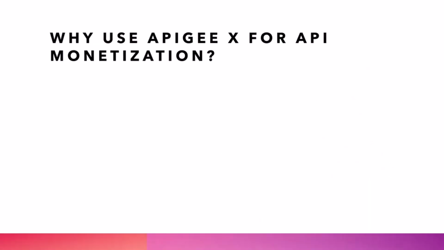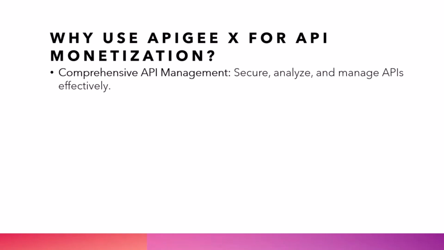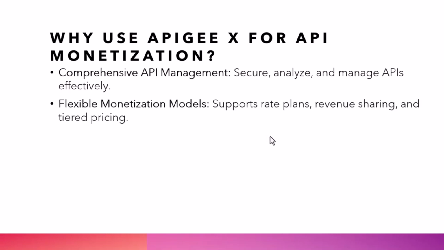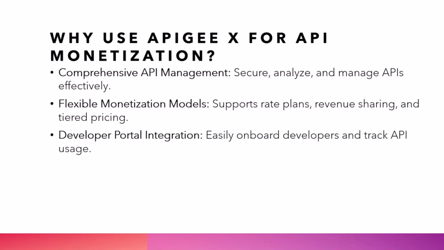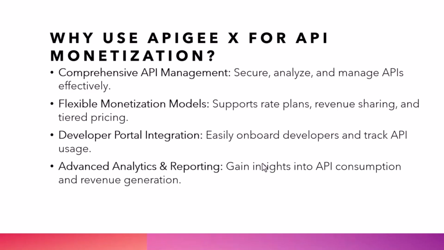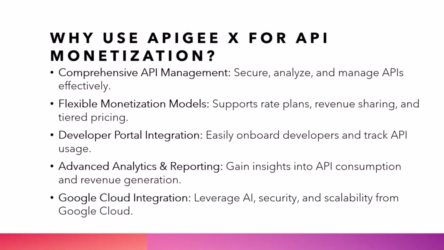So why use Apigee X for API monetization? Because it is a comprehensive API management platform which is secure and can analyze and manage APIs effectively. It has flexible monetization models, and supports rate plans, revenue sharing, and tiered pricing. It has developer portal integration, so you can easily onboard developers and track API usage. It has advanced analytics and reporting, and Google Cloud integration, leveraging AI, security, and scalability from Google Cloud.